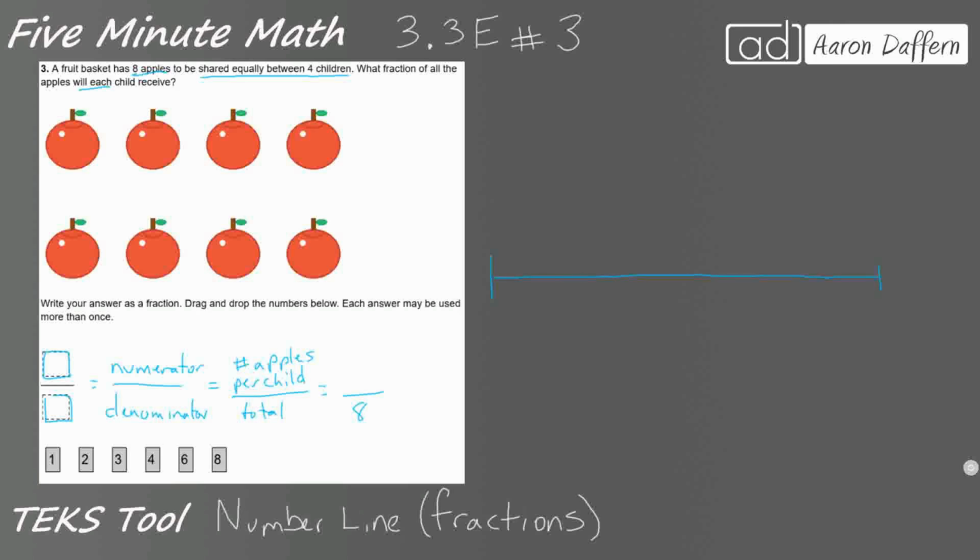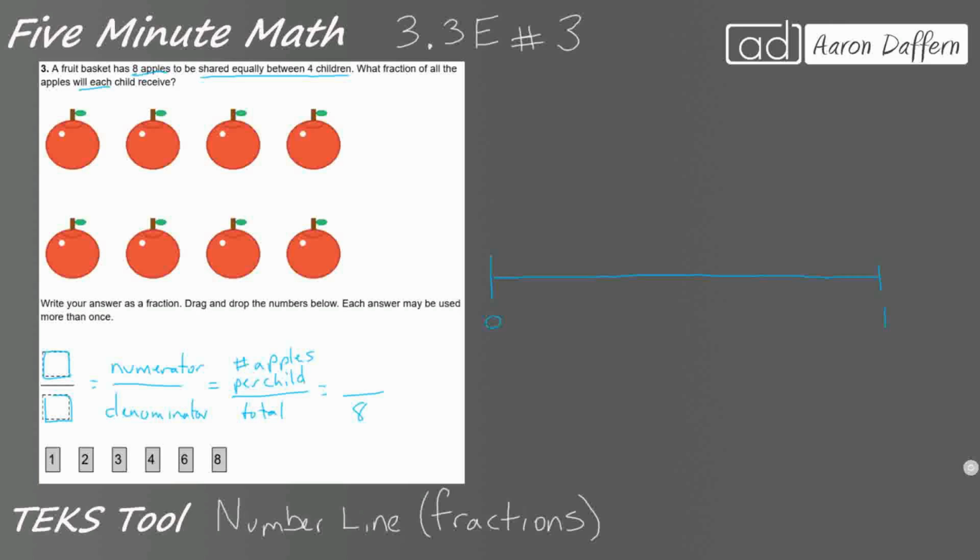So I'm going to draw a number line. I'm going to label it from 0 to 1, not 0 to 8. Even though there are 8 apples, these 8 apples represent one whole set of apples. And this one set of apples is what the 4 kids are going to split up. So I want to label my number line from 0 to 1 because I've got one set of apples. Now, within that set of apples are 8 individual apples. So I want to break my number line into 8 equal pieces.